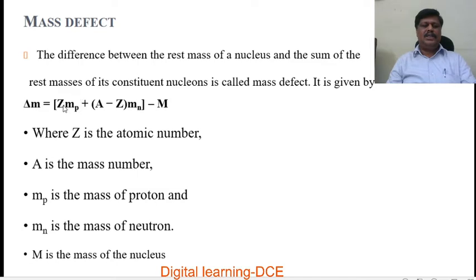So dear students, we all know that the rest mass of the nucleus is always slightly lesser than the total mass of the protons and total mass of the neutrons in their free state. The difference in mass is called mass defect, and the equation is ΔM = Z Mp + (A − Z) Mn − M. This is the very important formula which represents mass defect.